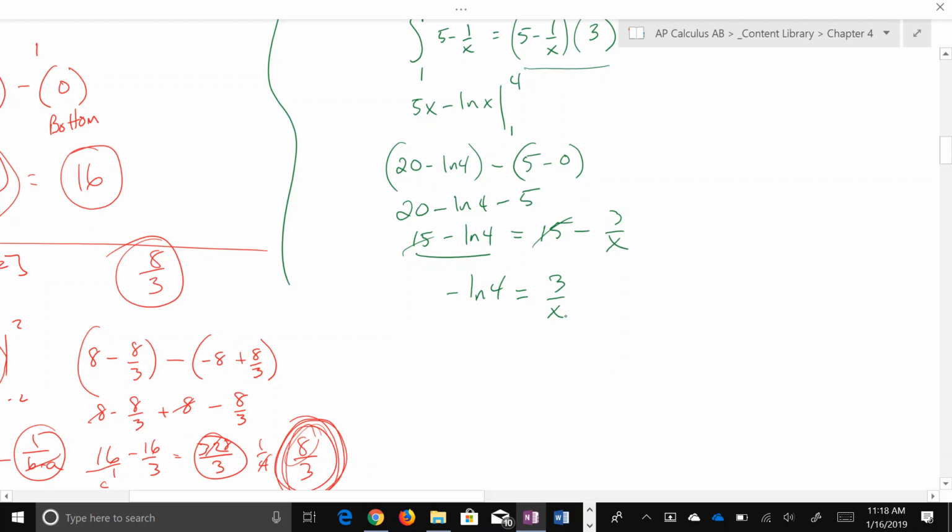There's a trick here. You can flip both sides, right? So it's 1 over ln of 4 equals x over 3. We multiply both sides by 3. There's your x, minus 3 over ln of 4. I got the answer. I just tried to flip and I just could not figure out how to flip it. Yep. Okay, cool. All right.